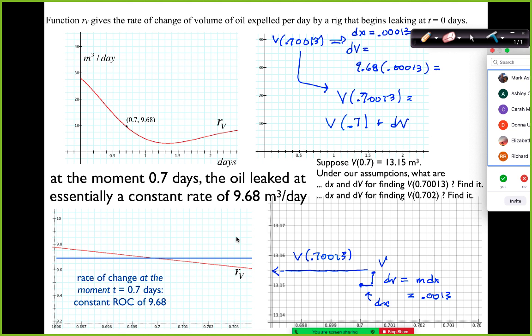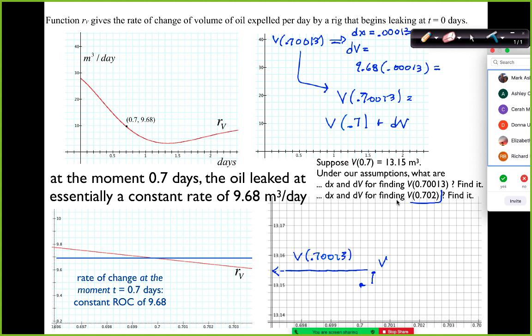So look, we were given the rate of change, we knew the rate of change, and we just kind of modeled a little bit of accumulation. We figured out how much we had over this 0.00013 seconds, how much we gained, how much we accumulated, that little bit. Okay, and so we could do that again for 0.702, and that will give us something. So let me erase this.